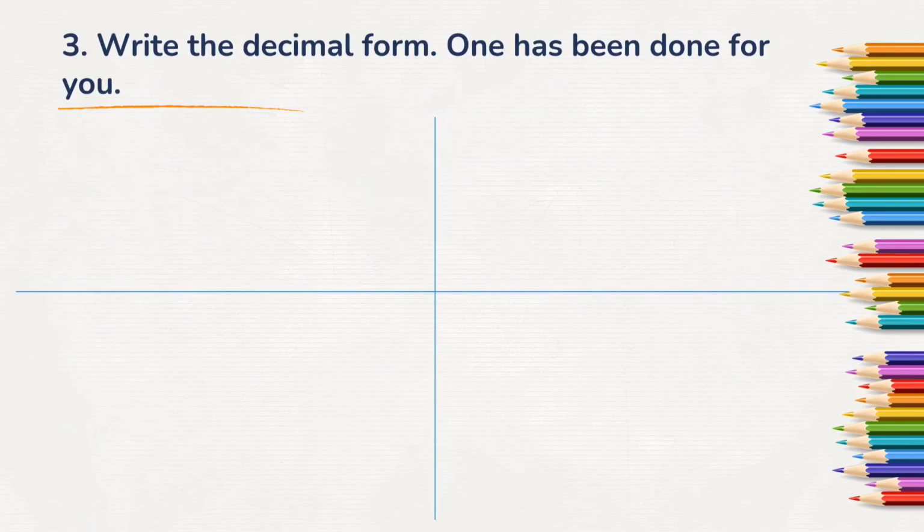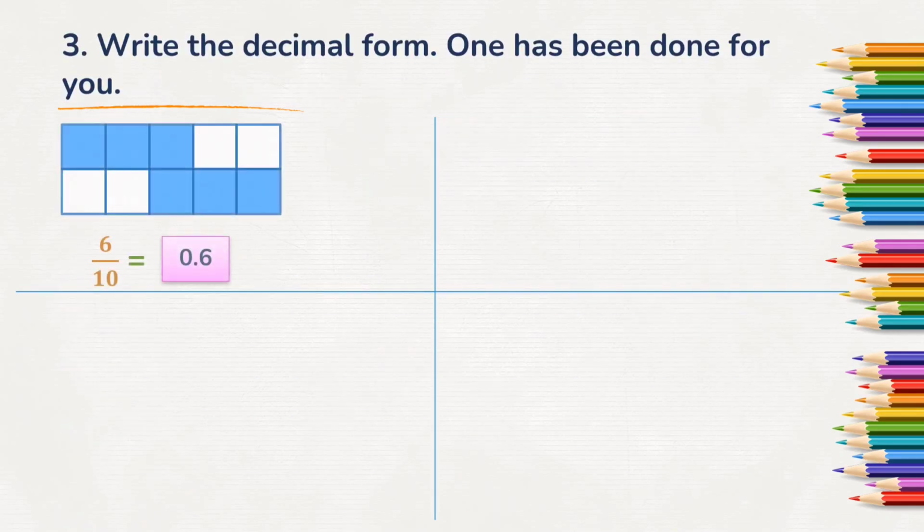Here, write the decimal form. One has been done for you. See here, out of 10 parts, 6 parts are considered. So, in fraction, we'll write it as 6 by 10. And in decimal, there is no whole number here. All the 10 parts are not considered. Only 6 parts are considered. So in the whole number place, we'll write 0. And in the decimal part, we'll write 6 tenths. Look at the second one.